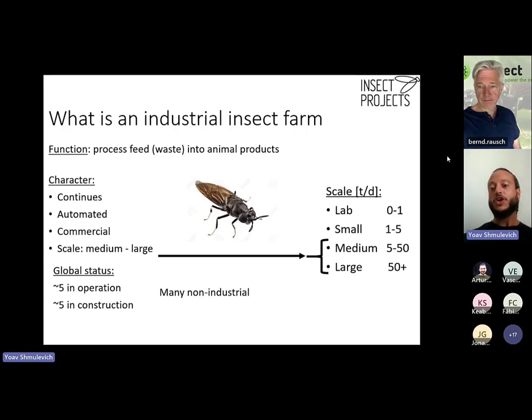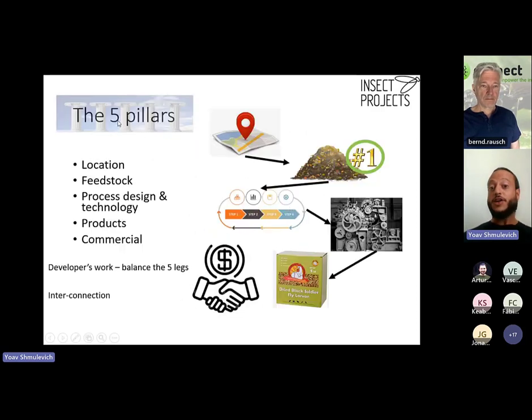This is not cast in stone, but we're more or less talking about something above 10 to 50 tons per day. More above 50 tons per day, you start to be commercial. Currently, we have about 5 large-scale industrial insect farm projects in operation. We have about 5 under construction, and there are many non-industrial insect farms around the world that are maybe small or just not continuous or just not commercial, but that is the situation. So what are the 5 pillars of industrial insect farming project development?